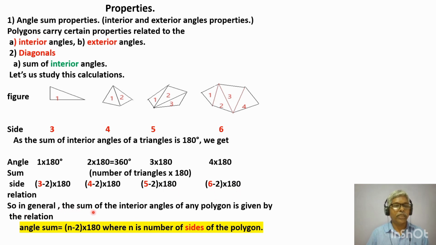So in general, the sum of the interior angles of a polygon is given by the relation: angle sum is (n minus 2) into 180, where n is the number of sides of the polygon. Okay, it's very easy to remember, and if you are asked to find out the interior angle measure sum, then you can find it by this.